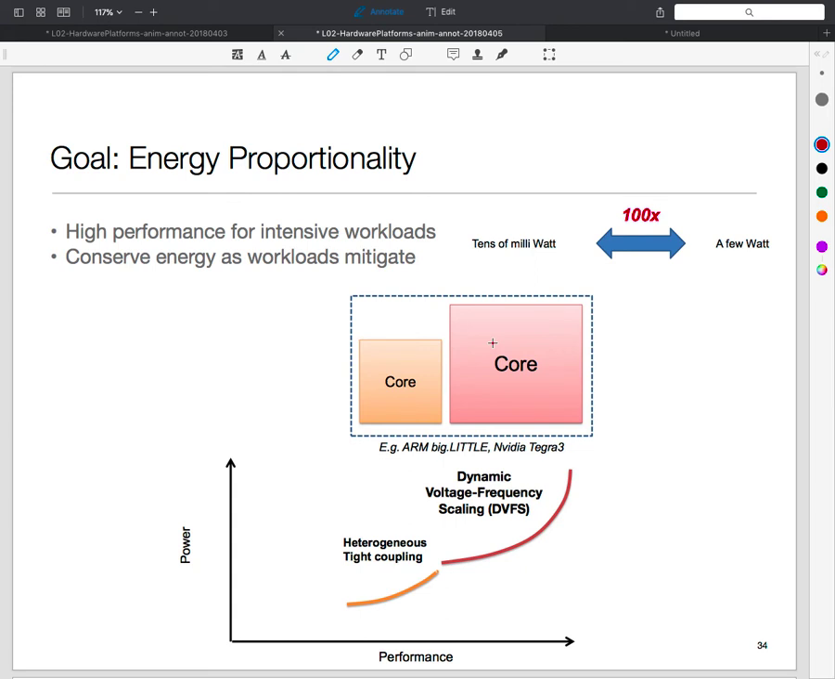Now I have two processors. And one of the things I could do is have these two processors share the same instruction set. The instruction set is the contract between the software and the hardware. That is, if two processors have the same instruction set, then I can run my software on both of them. But there are many ways of implementing that instruction set.